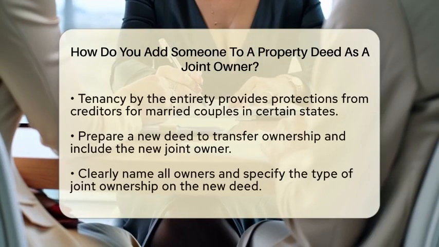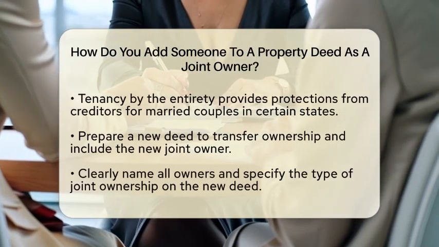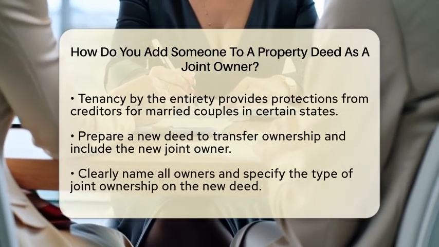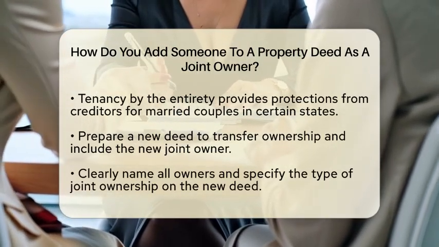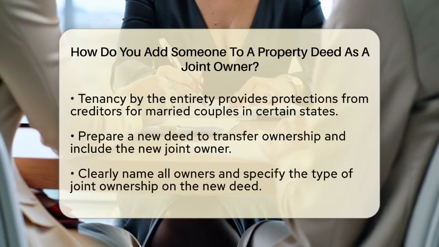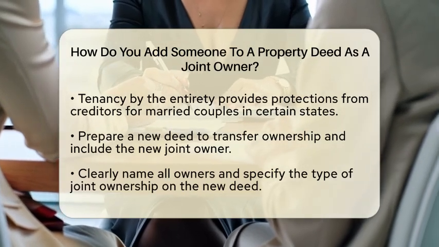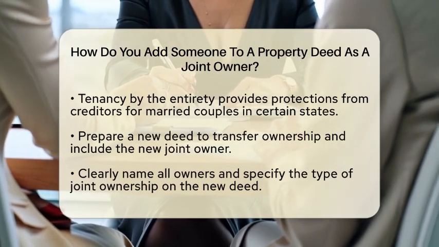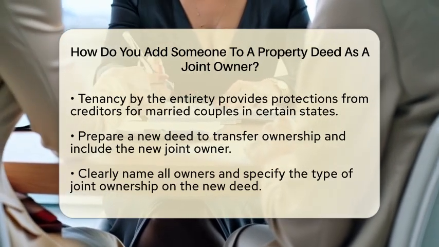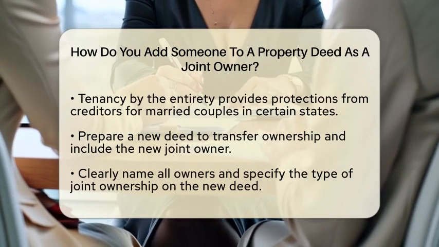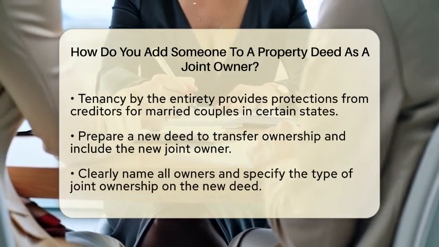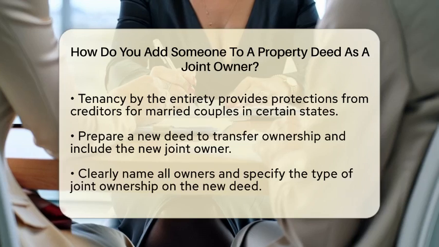Next, you will need to prepare a new deed. This deed will transfer ownership from the current owner or owners to include the new joint owner. It is important to clearly name all owners and specify the type of joint ownership. For example, if you are adding someone named Alex as a joint tenant with right of survivorship, the new deed will reflect that. When creating the deed, ensure it meets the unities for joint tenancy.